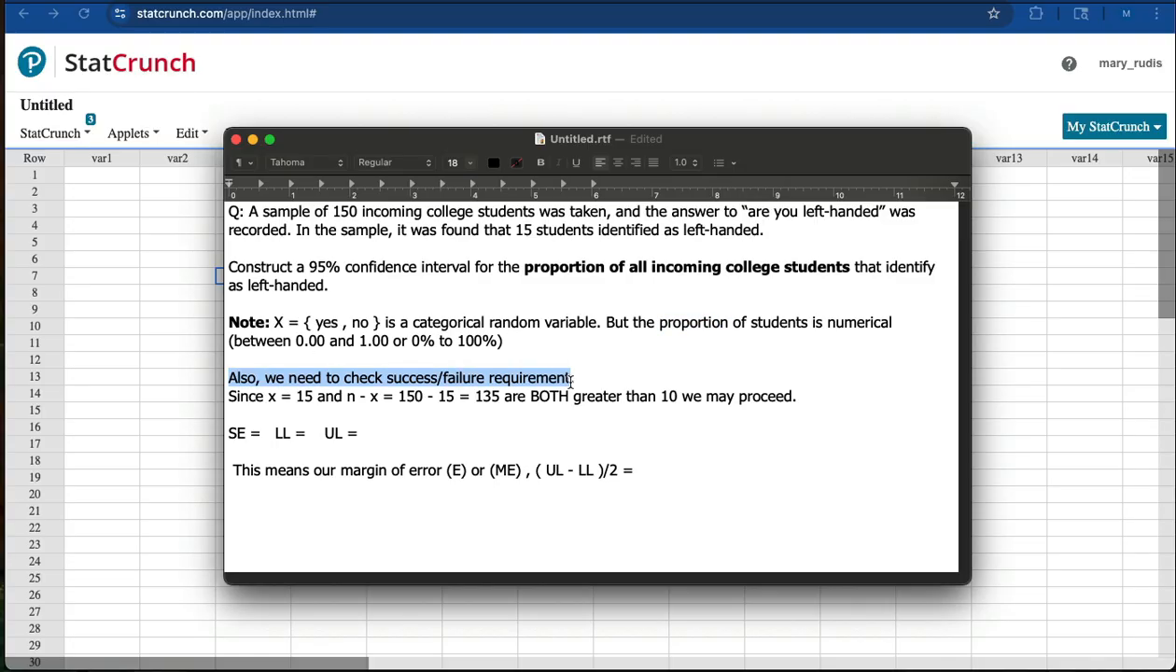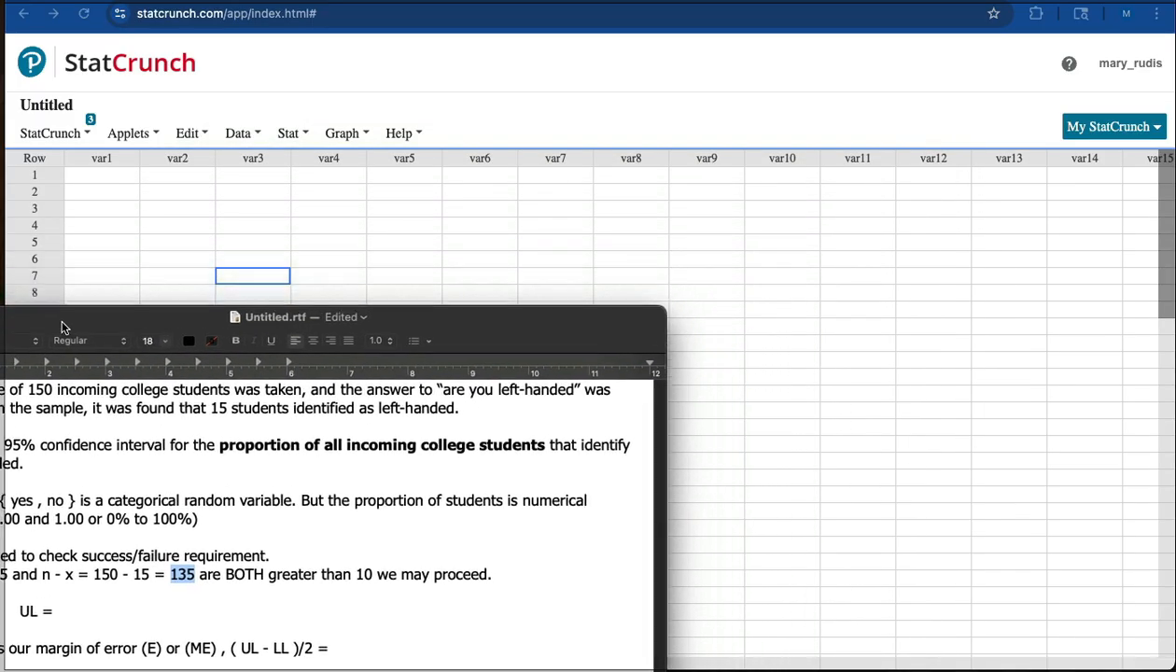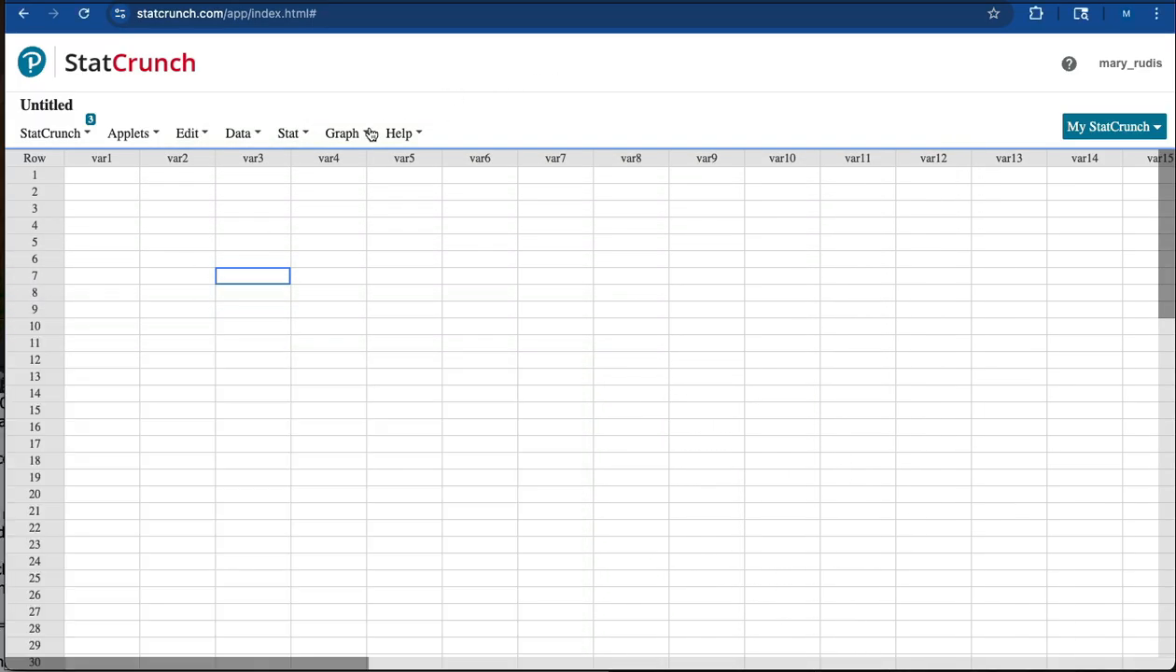So let's check our success failure requirement. The x's were 15, and then n minus x is 150 minus 15, which is 135. And both of those numbers are in fact greater than 10, so we may proceed. Okay. So let's look at how we actually come up with an interval estimate for the true proportion p using StatCrunch. And we're going to have to use these numbers. So we need to remember that x equals 15 and that n equals 150.